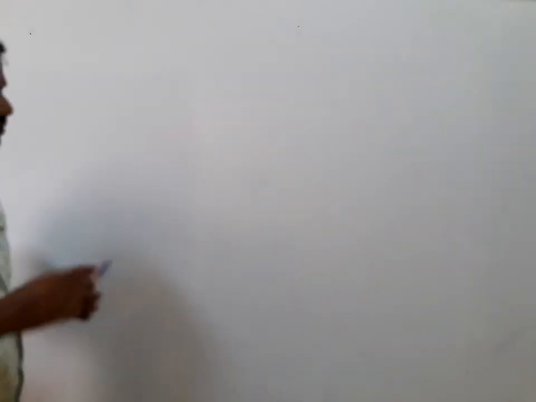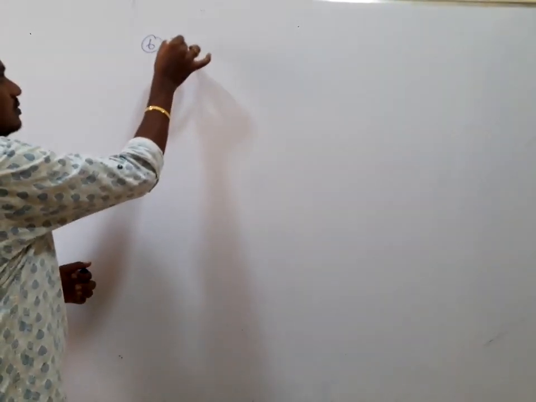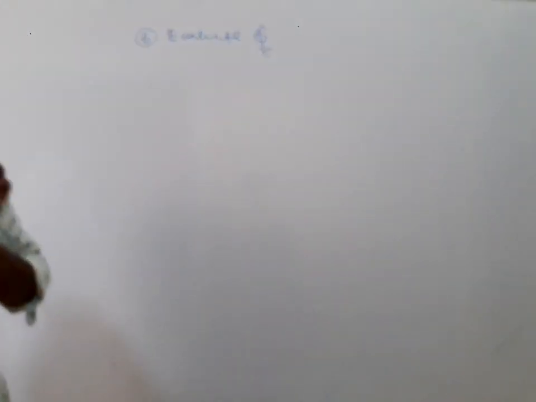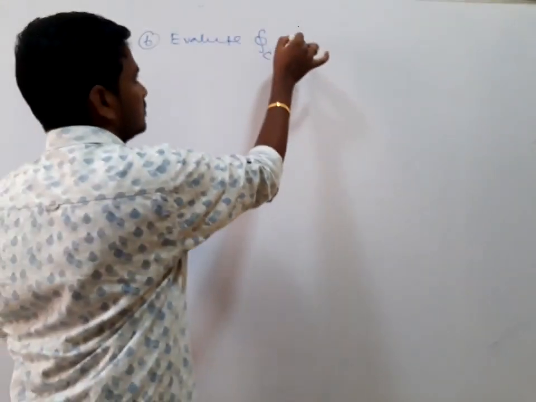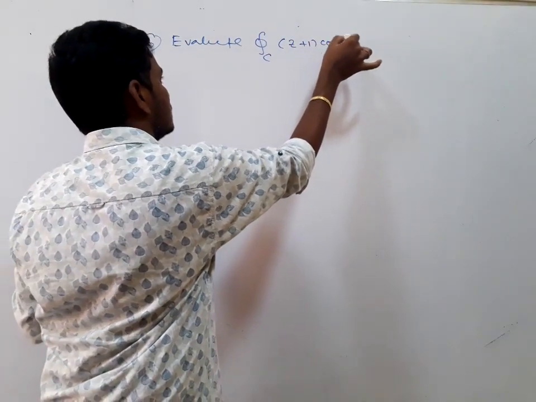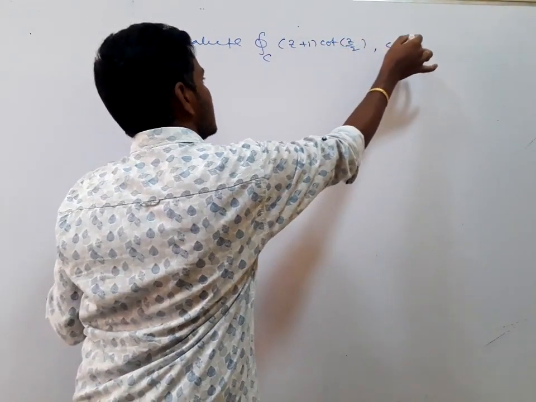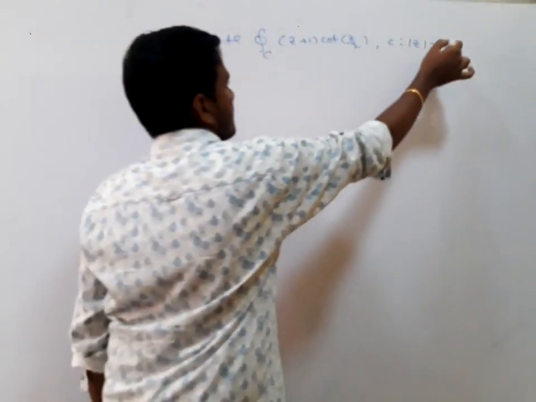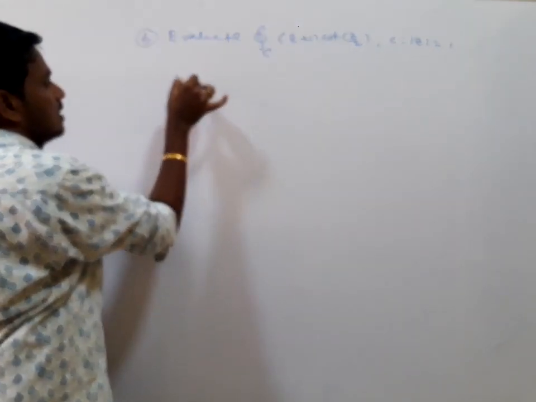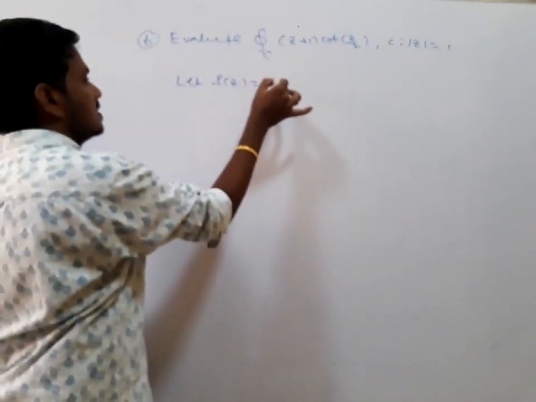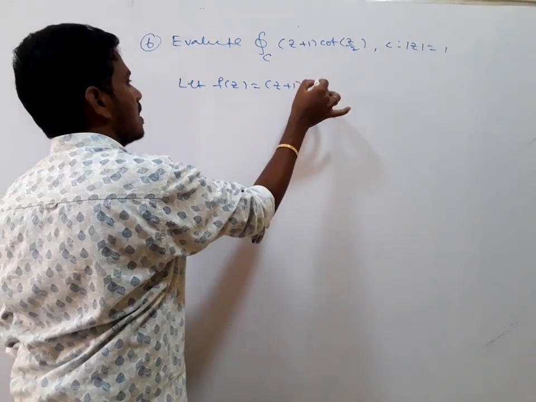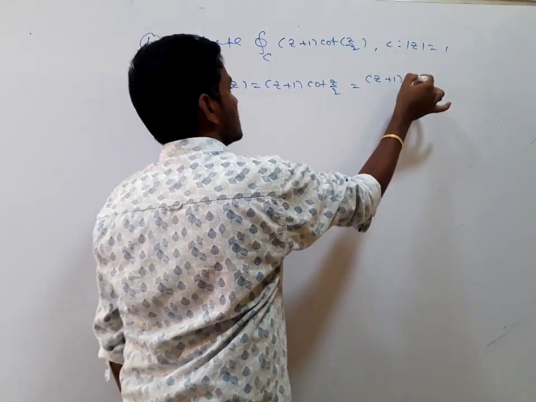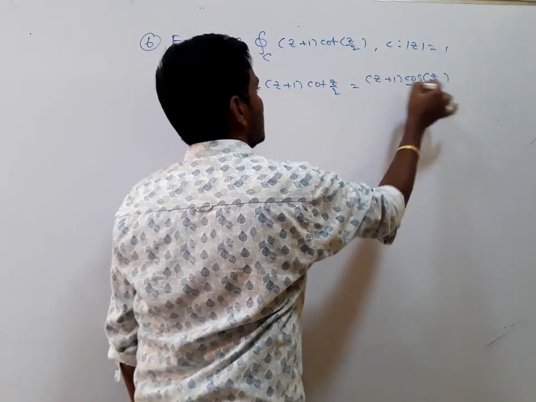Next problem. Evaluate the integral over C of z plus 1 into cot z by 2, where C is the circle mod z equals 1. Let f of z equal z plus 1 into cot z by 2, which is z plus 1 into cos z by 2 divided by sin z by 2.